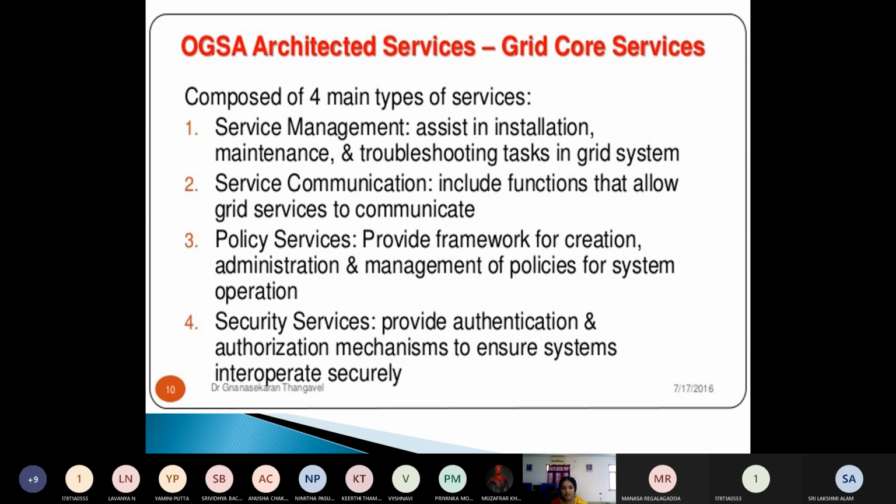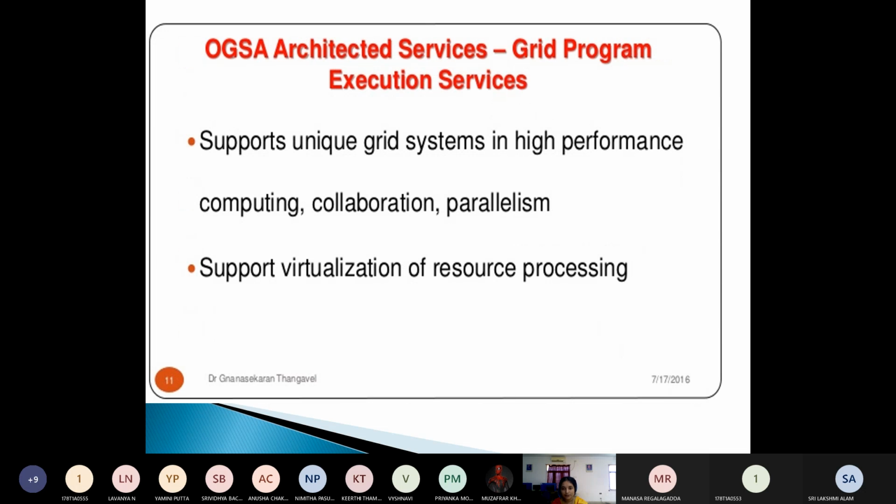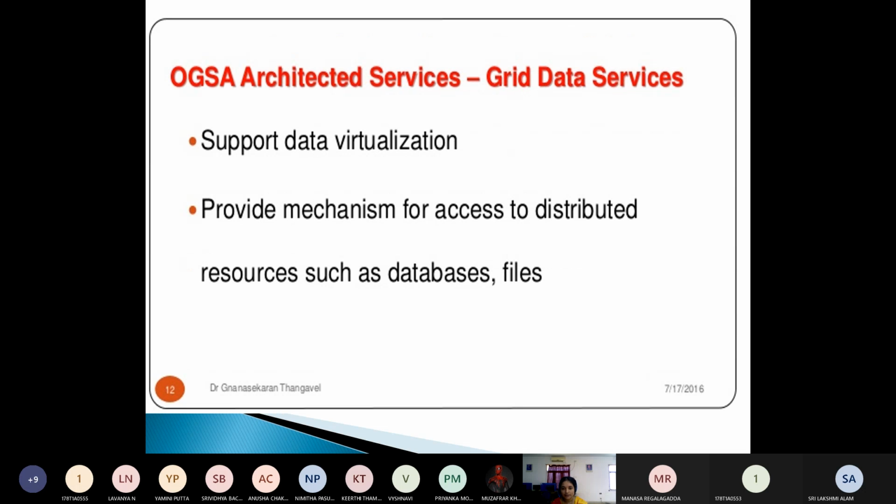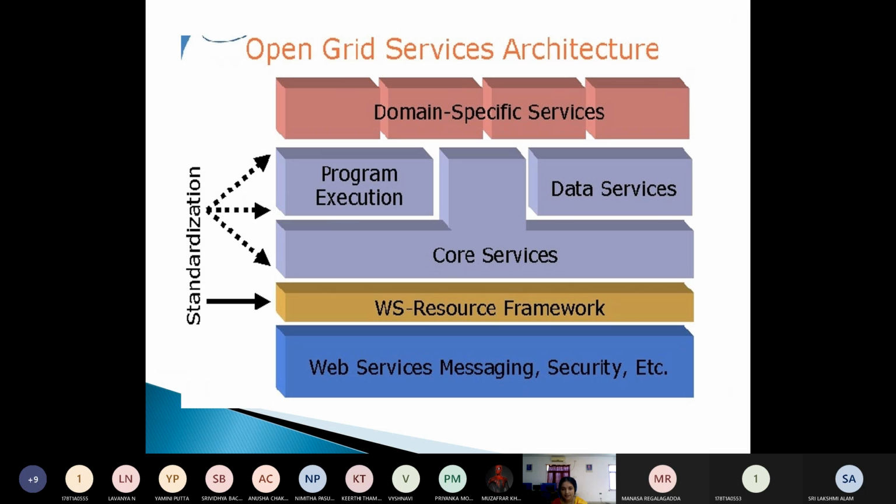So these are the four services we are having in this grid core services. Next, this is the grid program execution. Grid program execution is at the left side. In this diagram, we can understand the program execution. Next, core service. Now I am discussing the data service.